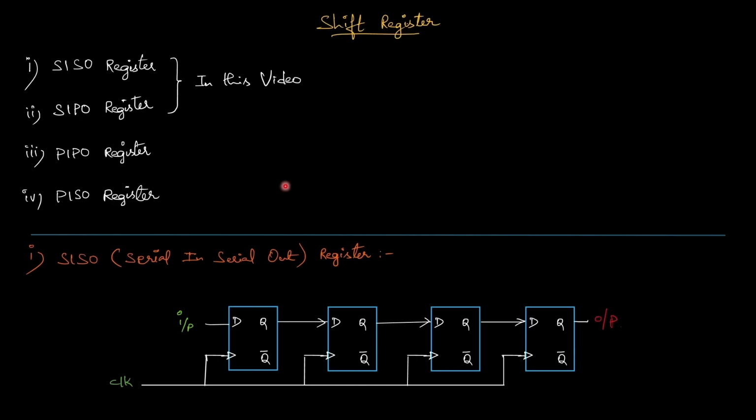In the previous video, we learned how to design a D flip-flop and asynchronous counters. But here is a question. What if you don't want to store one bit of data? What if you want to store or transfer multiple bits one after another? That's exactly where the shift register comes into the picture.